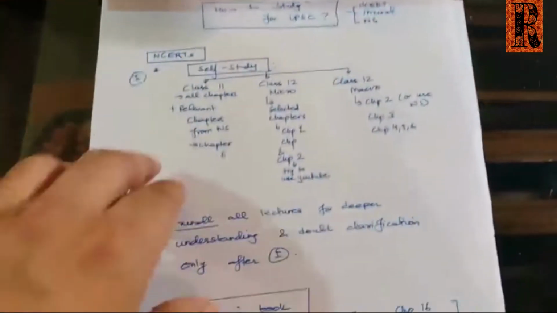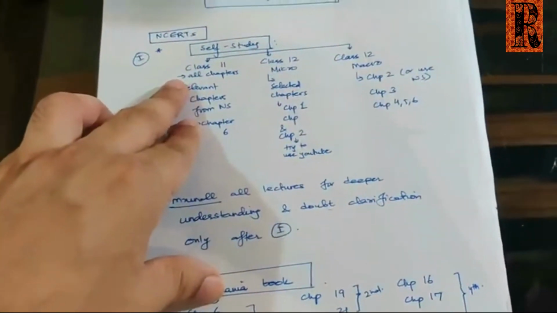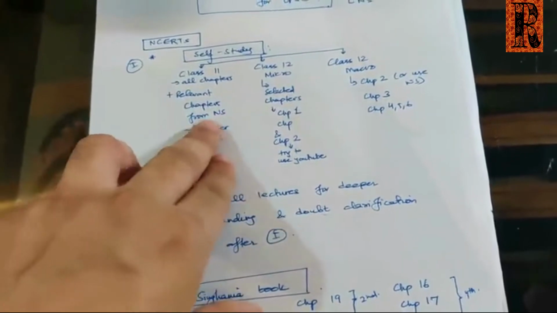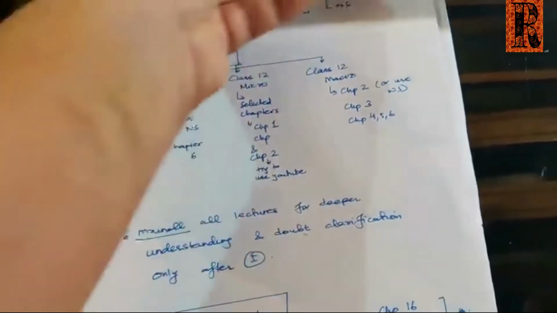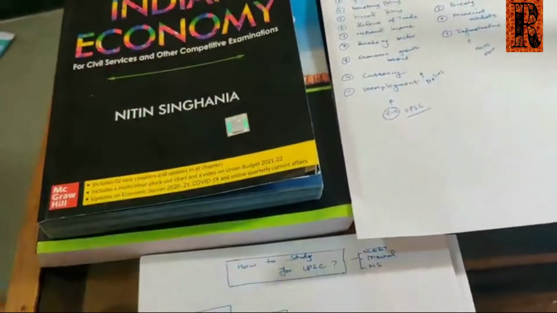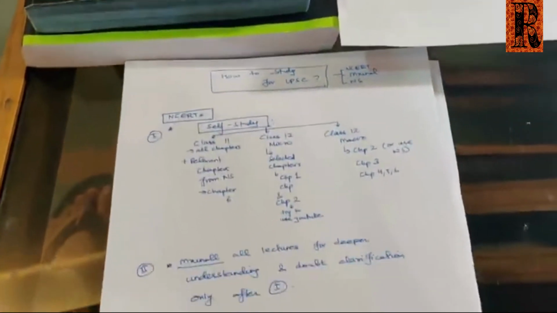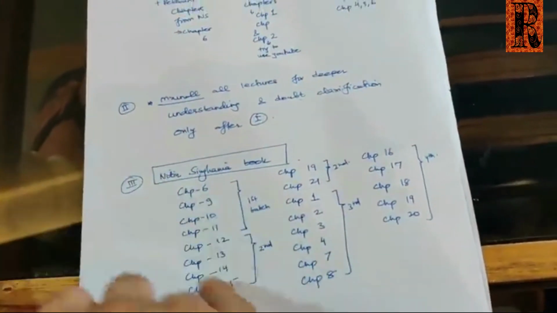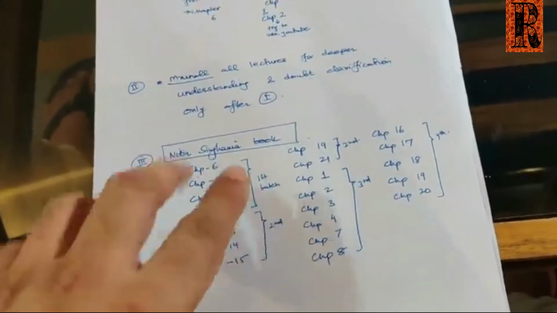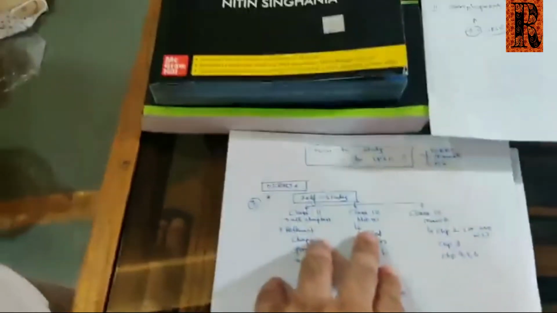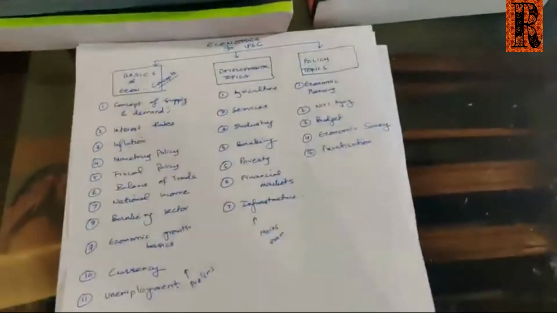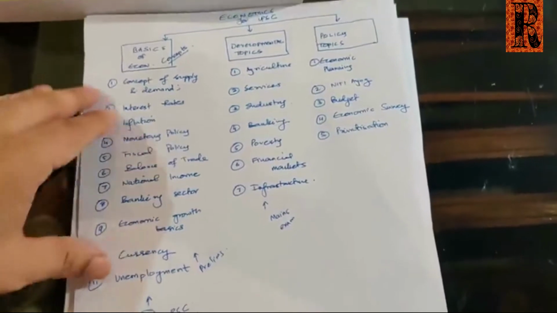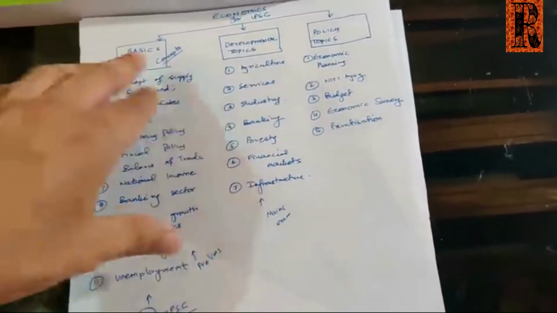So all the chapters from the class 11th book, and some relevant chapters from Nitin Singhania. For example, chapter number 6. So from this book, you need to study only a few relevant chapters for preparing for UPSC. But I have given you also a method to read Nitin Singhania here, which I will discuss later. Then class 12th. So this is as far as it comes to basics of economics.